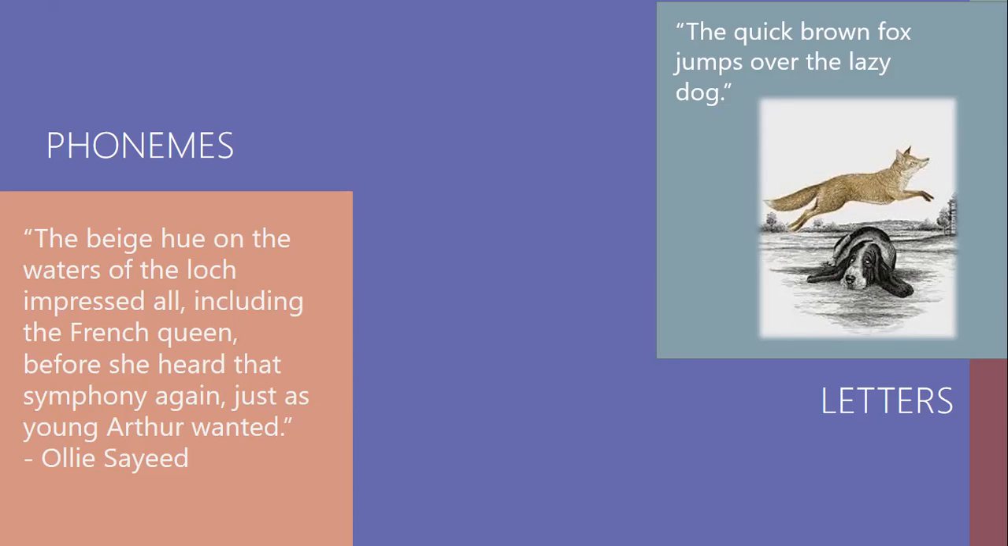So, and then this next one, we have: the beige hue on the waters of the loch impressed all, including the French queen, before she heard that symphony again, just as young Arthur wanted. So can anyone tell me why this is special?